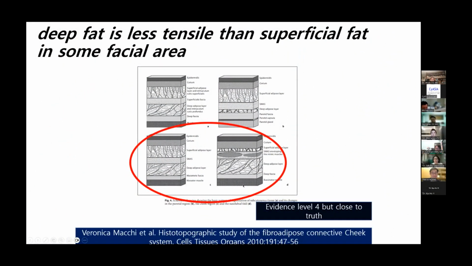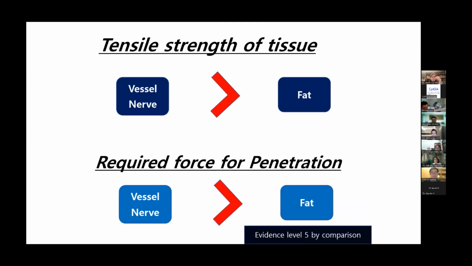The fibrous tissue is different. Deep fat pad tissue is oblique and loose, but the superficial area is generally straight and more tight. So we all know that subcutaneous cannula advance is more difficult than advancing in the deep fat pad area. It is evident. The tensile strength of the tissue, vessel and nerve is stronger than the fat pad, and the force required for penetration of vessel and nerve is also larger than for the pad. So we must use this pad.